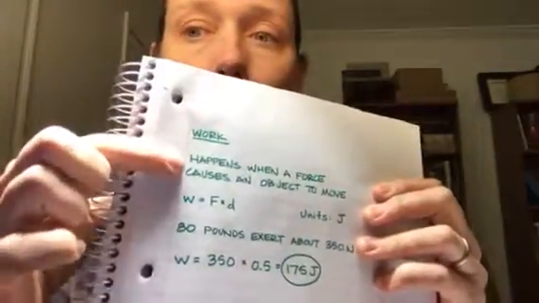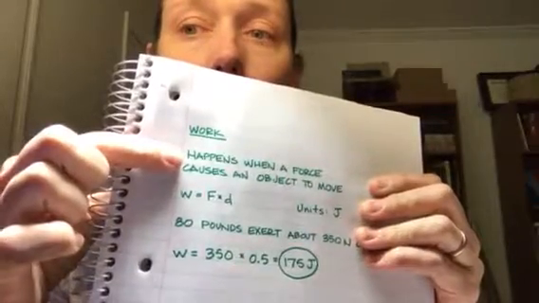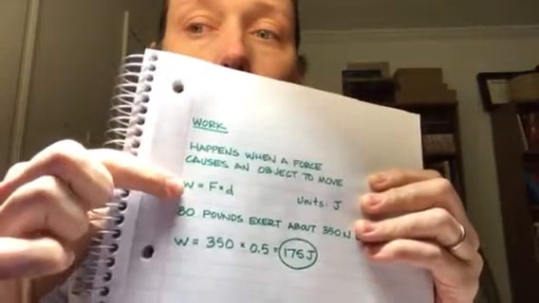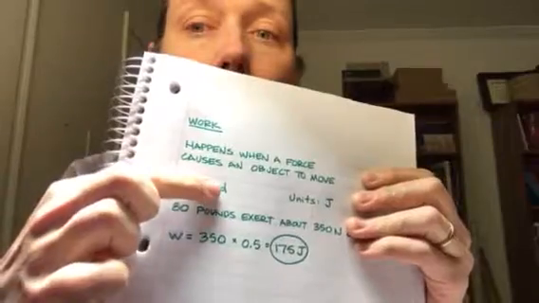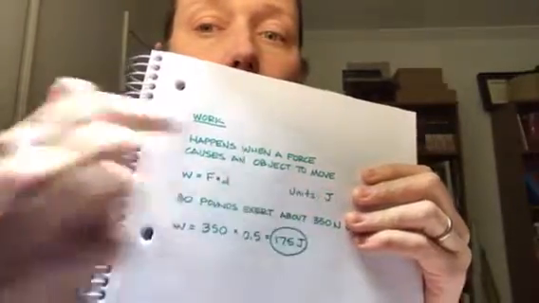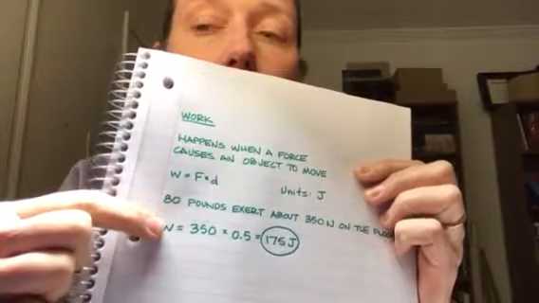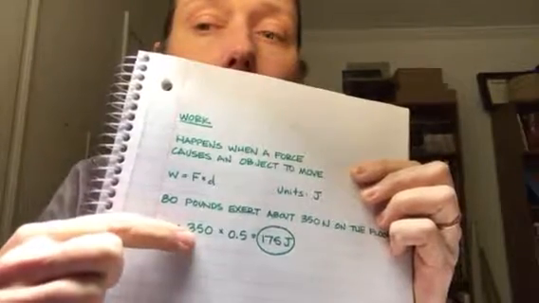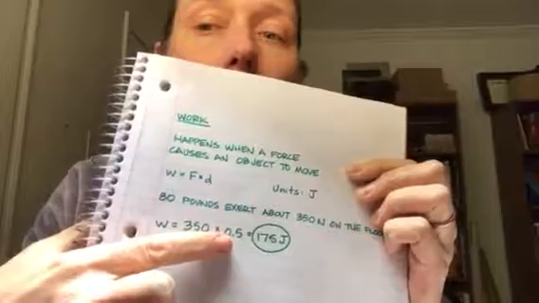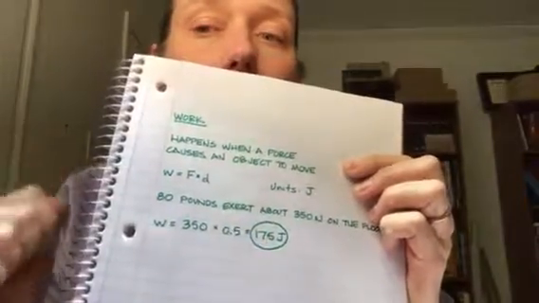Work happens when a force causes an object to move. Work equals F times D. The units are joules, J. And here's where I worked out the problem about Hayduke the dog. 350 newtons times 0.5 meters equals 175 joules.